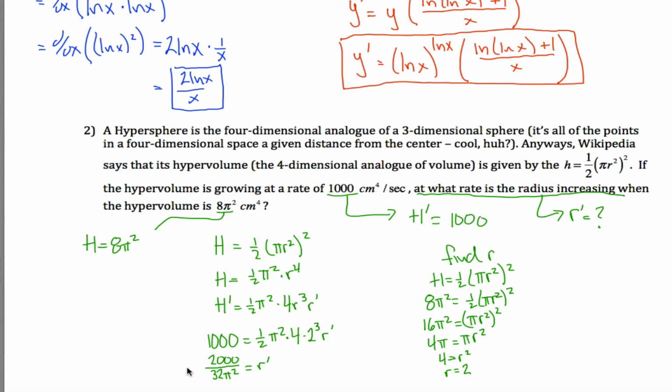And this is a perfectly good answer. Or you could reduce this a little bit. Let's see, I think 8 goes into both of those. Actually, 16 goes into both of those. That's 125 over 2 pi squared, I think. This is dangerous to do without a calculator. Because 16 times 125 is the same as 8 times 250, and 8 times 250 is 2,000, and 16 times 2 is 32. So either of these answers is totally fine for r prime.